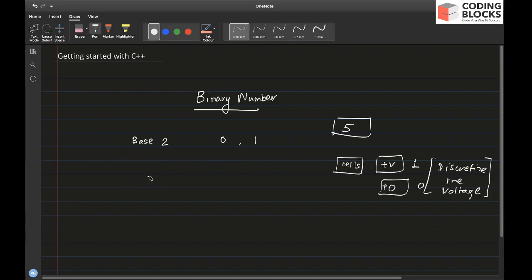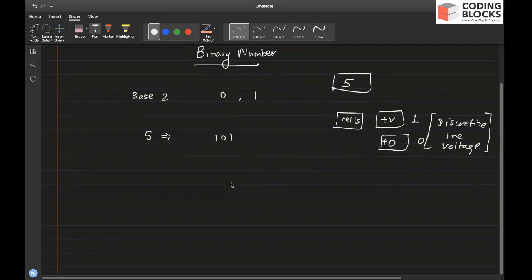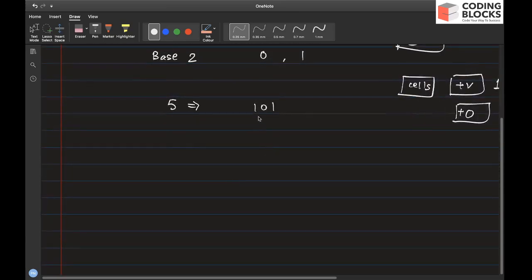If you want to store 5, the way 5 is actually stored inside the computer is that it is written as 101. So how do we interpret this binary data? Let's see how we can actually see it as 5.